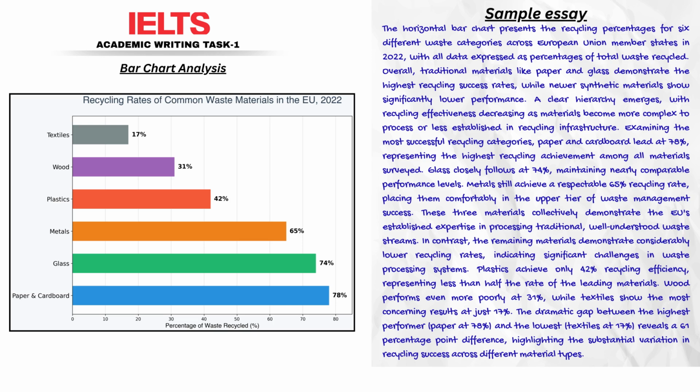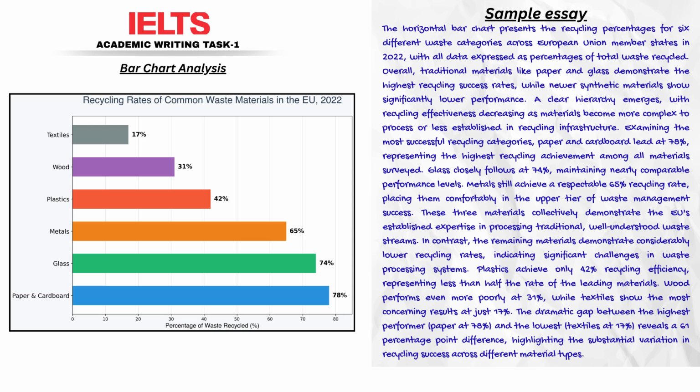Now let's zoom in on the introduction. The chart is titled, Recycling Rates of Common Waste Materials in the EU, 2022. A novice writer might just copy this. But look at our model answer. It says, the horizontal bar chart presents the recycling percentages for 6 different waste categories across European Union member states in 2022. It has masterfully paraphrased using high-quality synonyms: presents for shows, recycling percentages for recycling rates, and waste categories for waste materials. This immediately signals strong language skills.